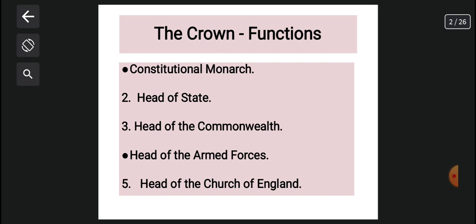Like the number one is the constitutional monarch, or the king or the queen. Number two is the head of state. Number three is the head of the Commonwealth. Number four is the head of the armed forces. And number five is the head of the Church of England. So these are the crown and their rankings, and their power levels start from the beginning. Number one has the highest power, and then the rest of the others.